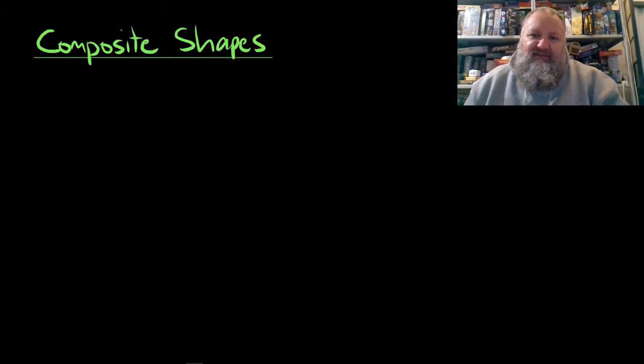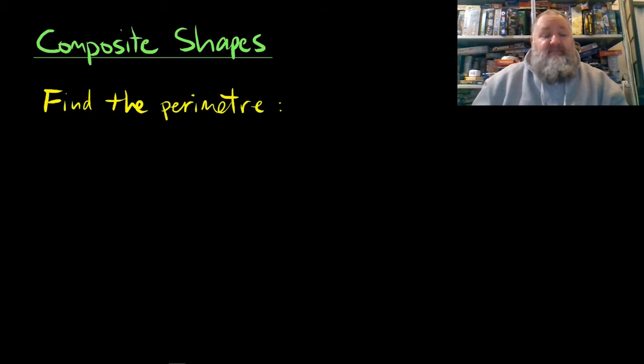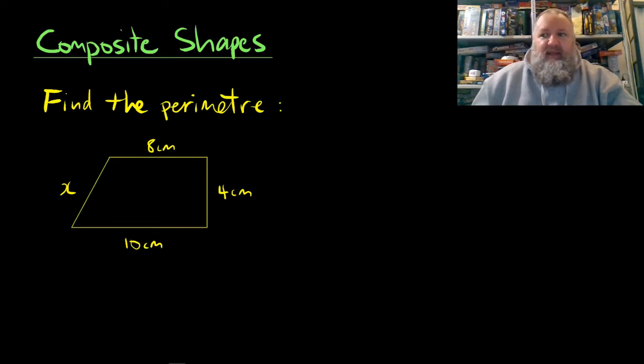Okay, I would like to have a quick talk about composite shapes, and in particular we want to find the perimeter of a shape. We know that we can find the perimeter by simply adding all of the sides together. So here's the shape that we've got, and okay, well, I spotted a problem. This side's fine, 8 centimeters and 4 centimeters and 10 centimeters, but we don't have a length here. Oh dear. What do we do?